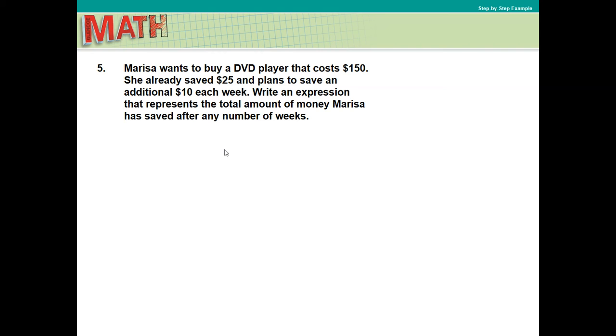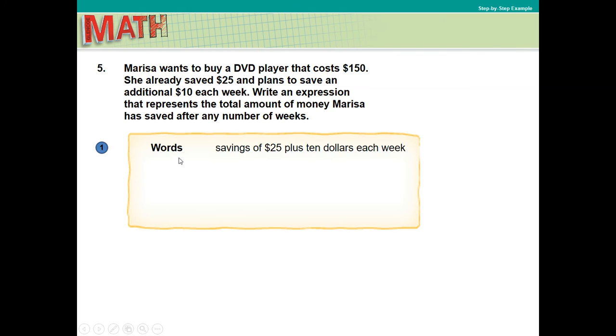Write an expression that represents the total amount of money Marissa saved after any number of weeks. After any number of weeks. So the first thing is the words: savings of $25 plus $10 each week. So they took all those words there and put it down into a small amount of words right here. Savings of $25 plus $10 each week.